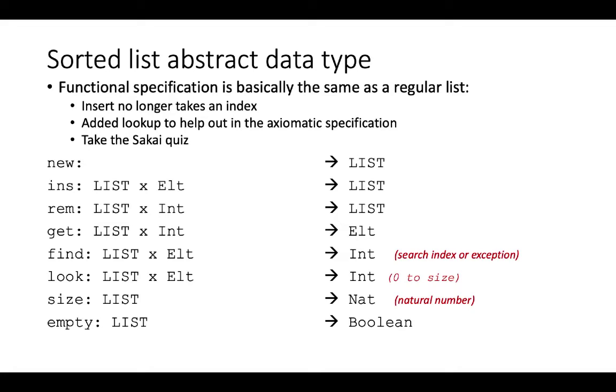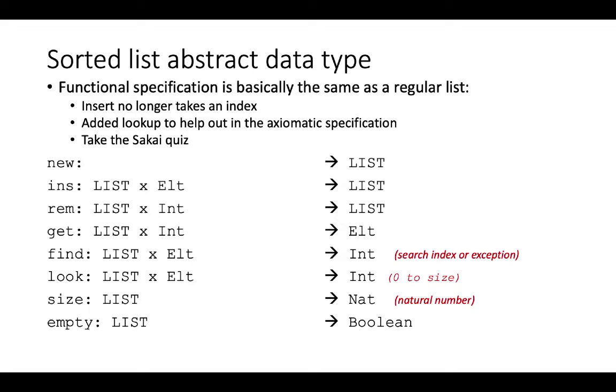Remove: given a list of a certain size, I can still take some particular item, like some ith item, and remove it. So that looks exactly the same as it did for list. Get looks exactly the same as it did for list. I take a list and an index, presumably valid, and I get back the element at that index.